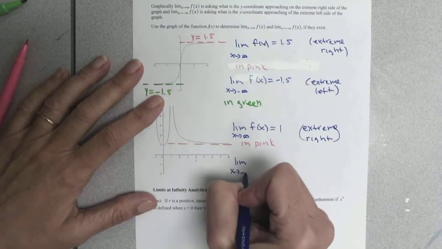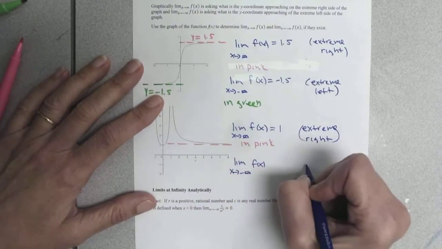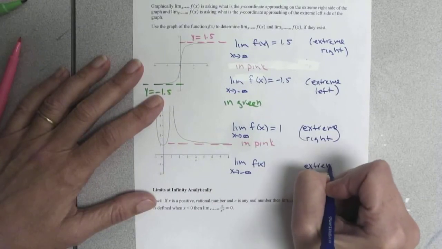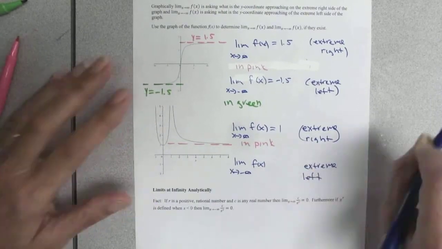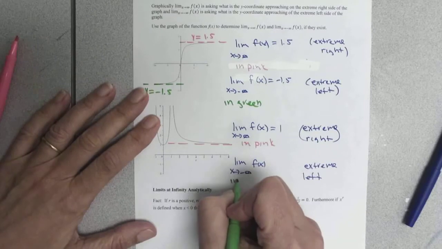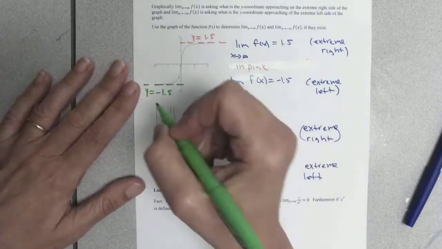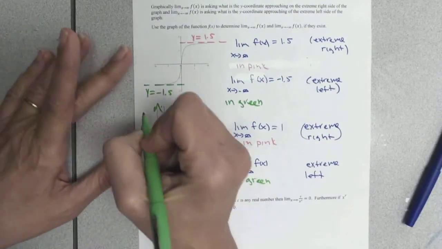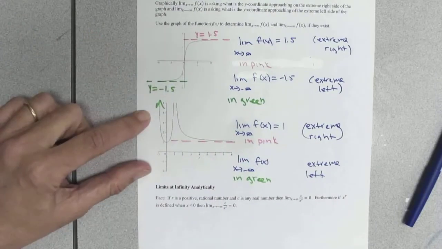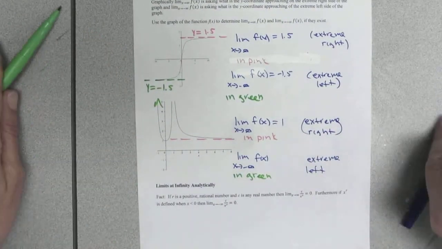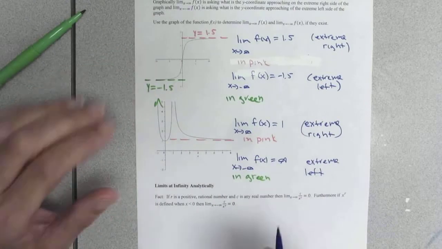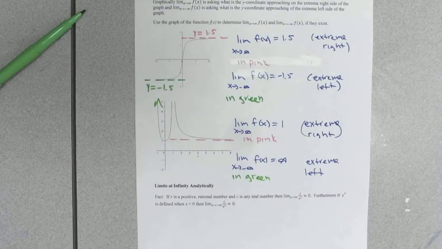Limit as x goes to negative infinity of f of x. Extreme left in green. Well, extreme left is right there, going up forever. And so we would write infinity, that it's not approaching a fixed number, that the graph is going nearly straight up, so infinity. And that concludes this part of the lecture.